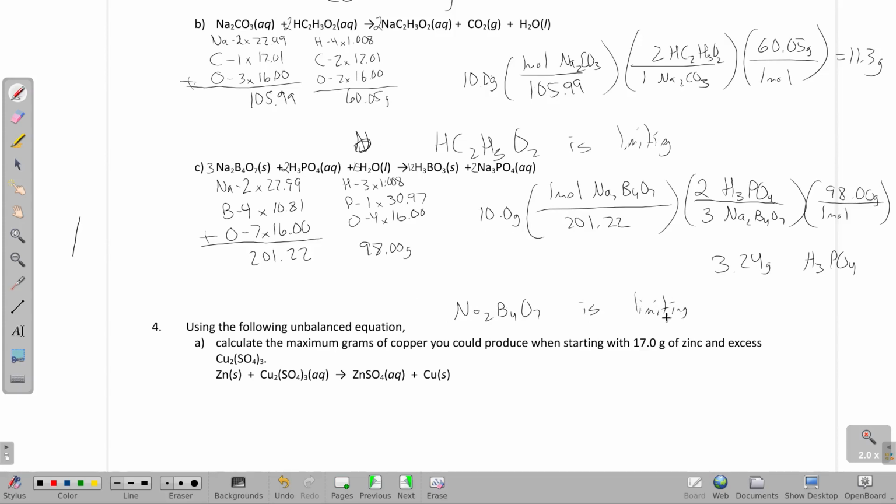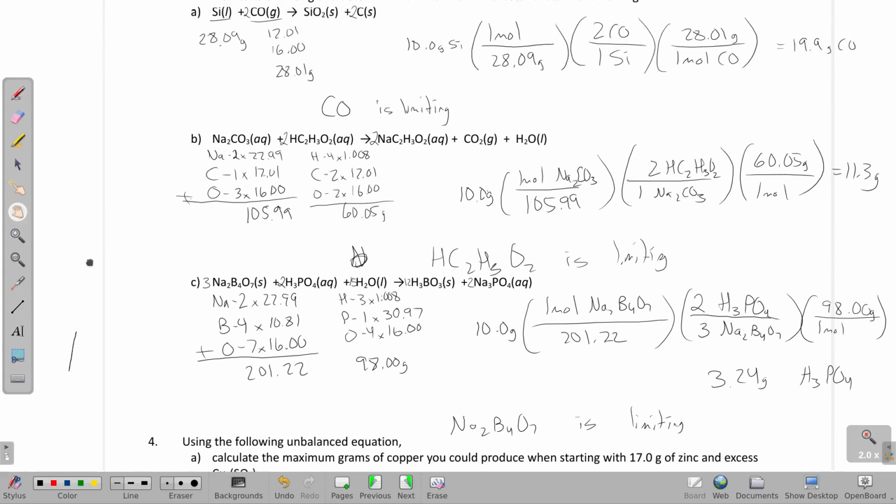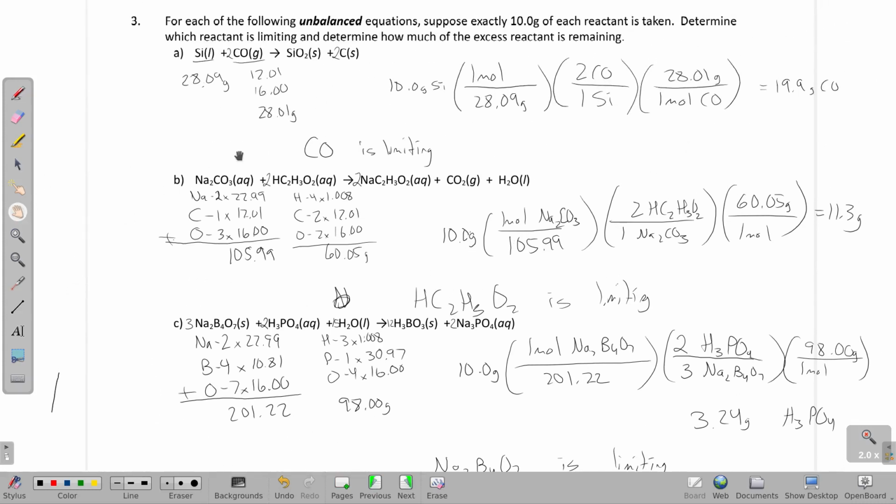Alright, so let me scroll down here so we can see all 3 of these from question 3. The trick was the same on all of them. Since we're just trying to figure out which of our 2 reagents was limiting, figure out those molecular weights, and then just do a single calculation with one of those as 10. And then see how much of the other one you actually need. Since this one was a larger value than 10, we know that we're going to run out of CO, because we only had 10 grams of CO to begin with. And that's how you do this type of problem.